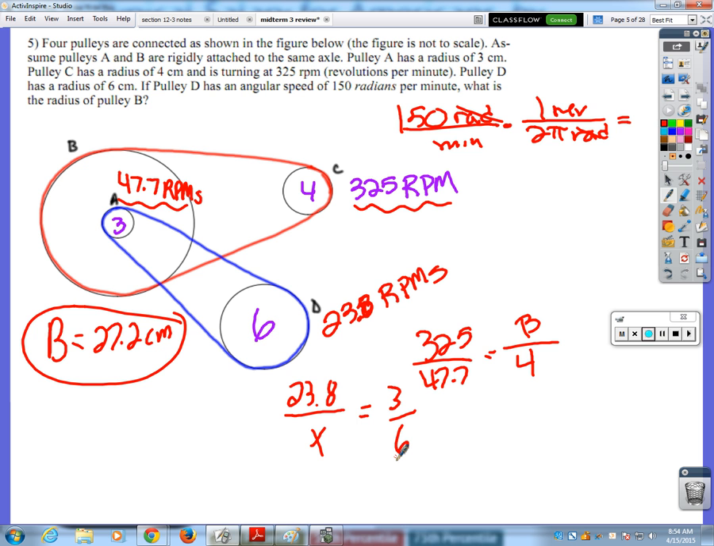Okay, we good there? Well, we knew that this one's going 150 radians per minute, and we know that one revolution is 2 pi radians. If you go 150 divided by 2 pi, you get 0.2. You have to put it in parentheses or else it ends up dividing by 2 and then multiplying by pi, and that's when you get the 2.